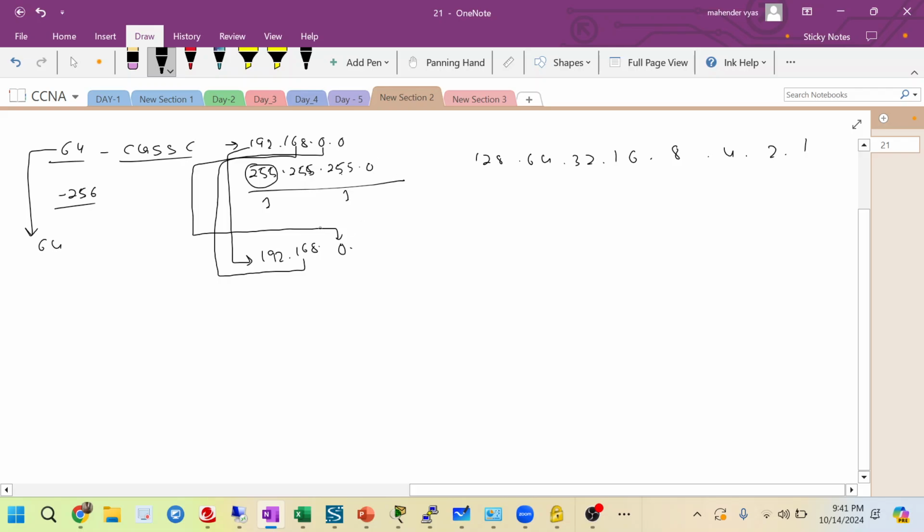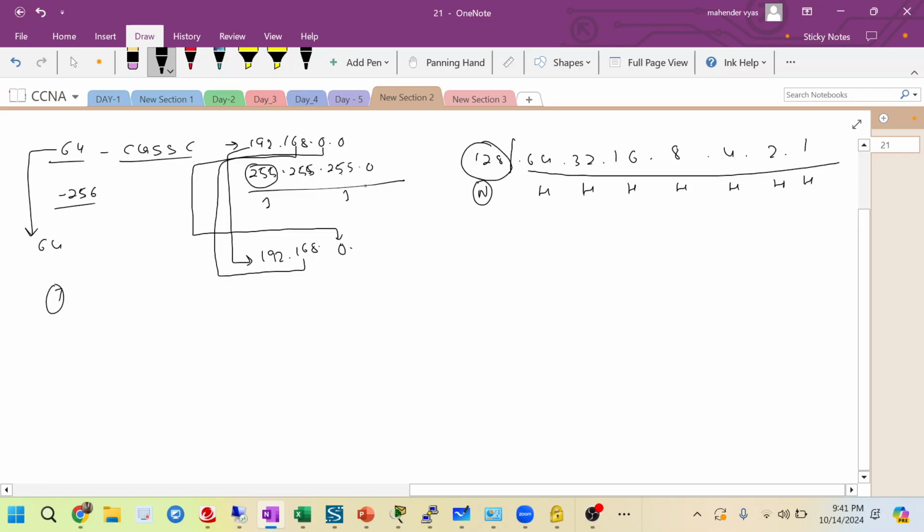But we don't need all zeros. How many bits do we need? Our requirement is 7 host bits, 2 to the power 7. So this bit we are converting into a network bit, and the rest would be our host bits. So we would need only one network bit.